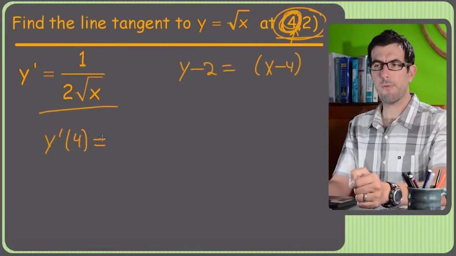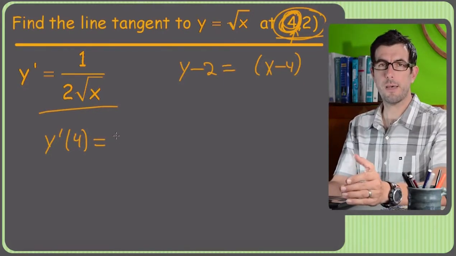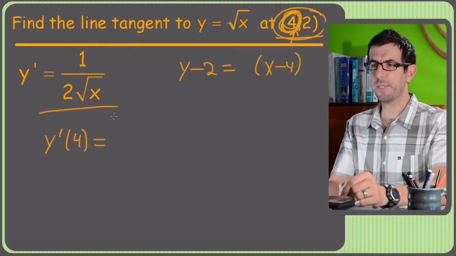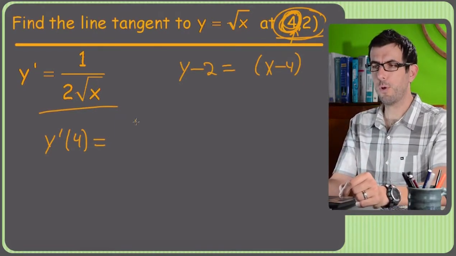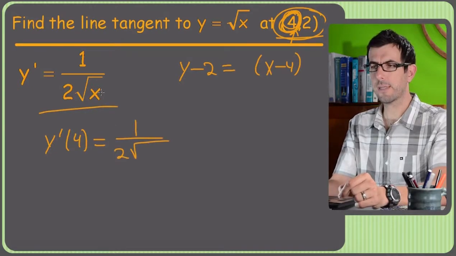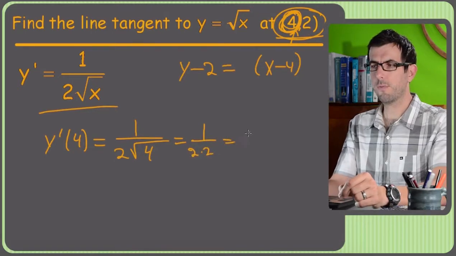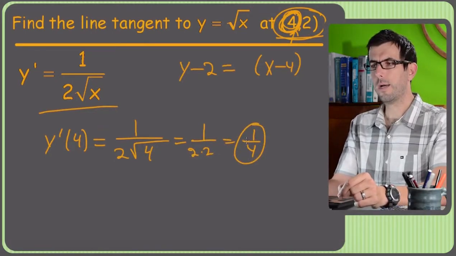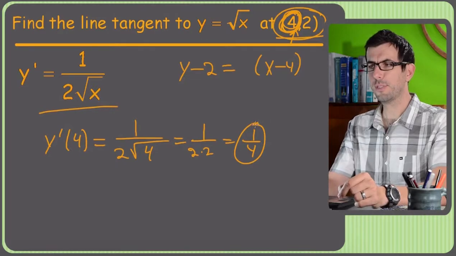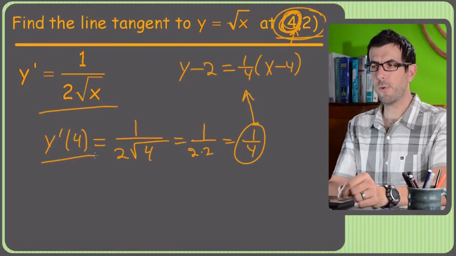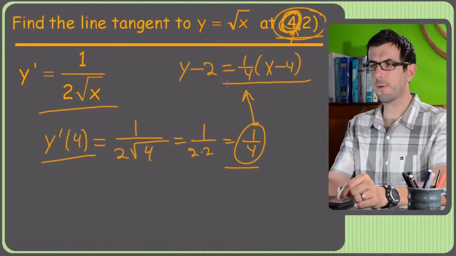But once you got y prime of 4, note to self, if it's implicit differentiation, that might not be true, but 99% of the time it's true. All right, so y prime of 4 is going to be 1 over 2 times the square root of x, which is 4. So that's 1 over 2 times 2, which is 1/4. Awesome. All right, are we done? Oops, this is just the slope. We just have to plug that in for slope right here. So the slope of the equation at 4 is 1/4. Plug that in, and we're done.